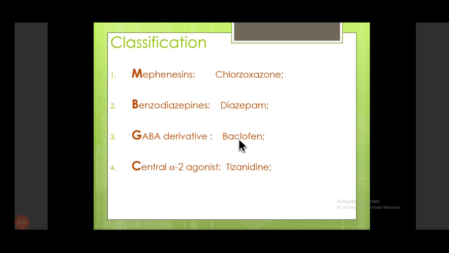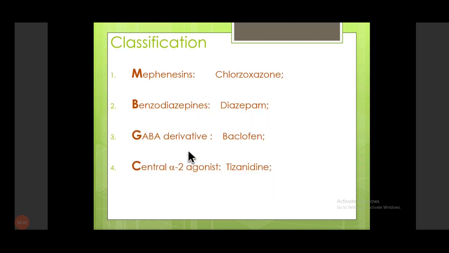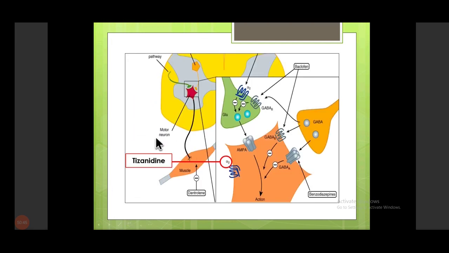So, to discuss a few drugs like the mephenesin group, which includes chlorzoxazone, benzodiazepines with the use of diazepam, GABA derivatives, for example, baclofen, and centrally acting alpha-2 agonists, for example, tizanidine. In the case of chlorzoxazone, it stimulates the interneuron and inhibits the propagation of the impulse from the interneuron to the motor neuron. Whereas in the case of the rest three, I will be discussing.